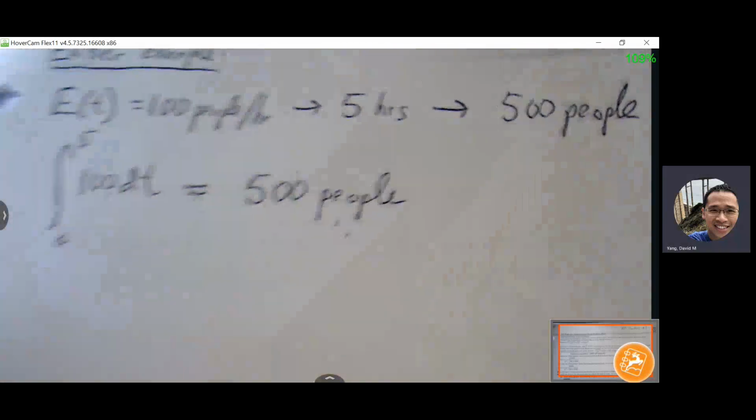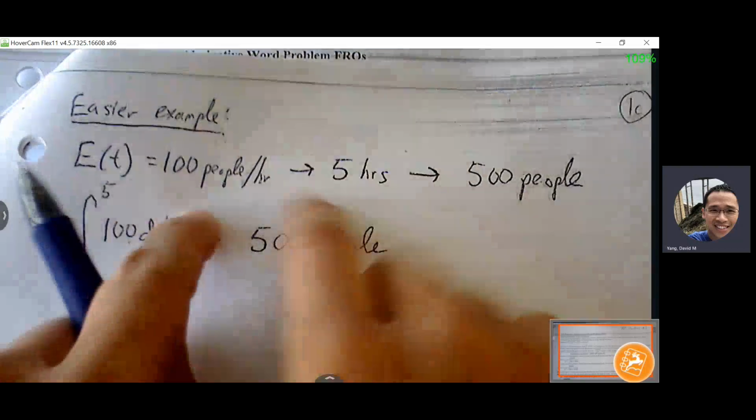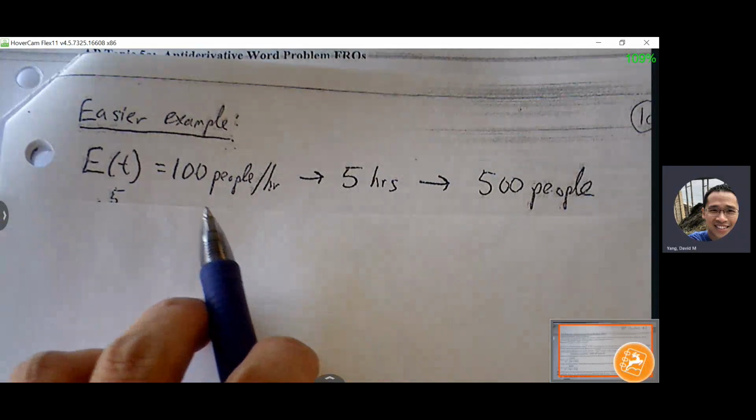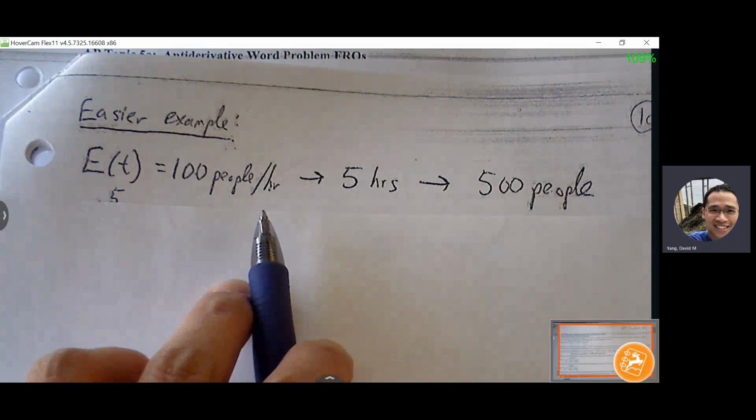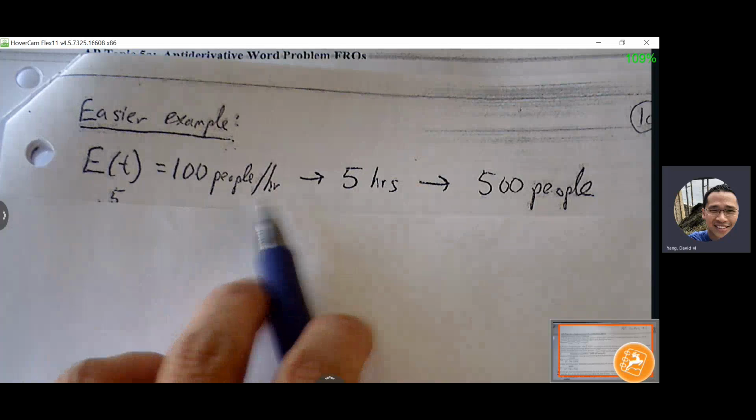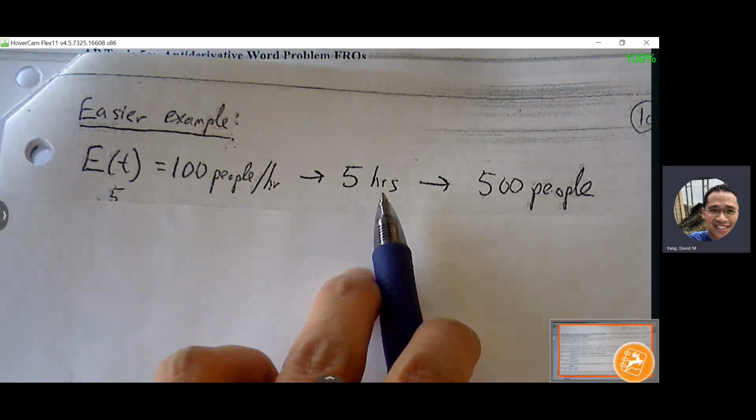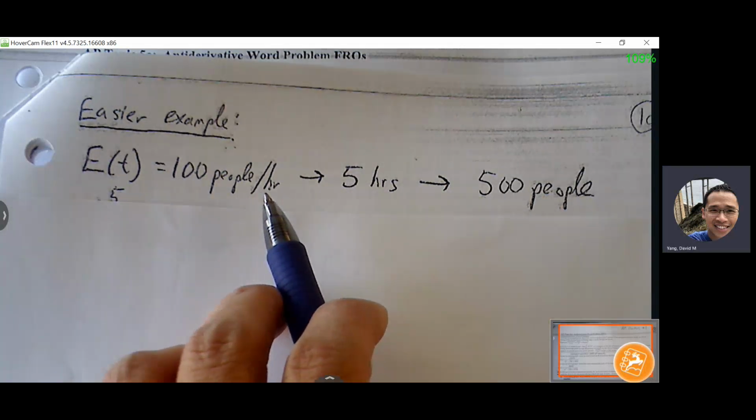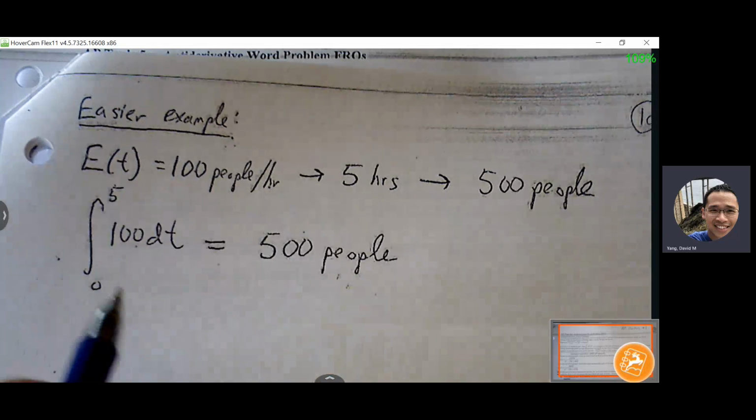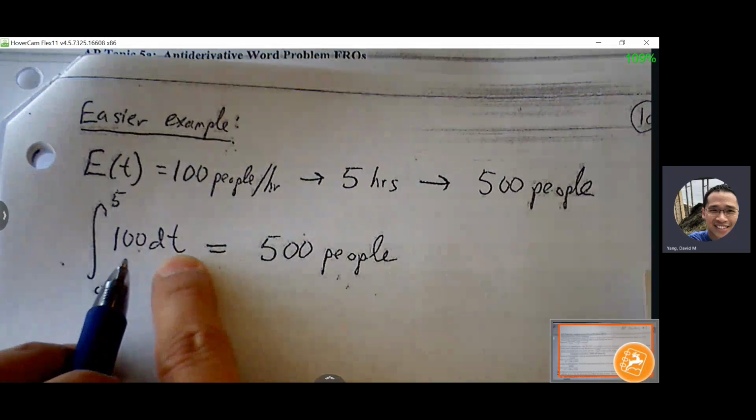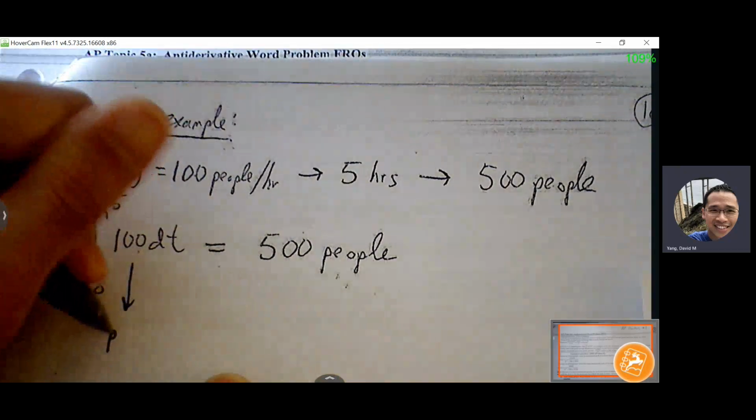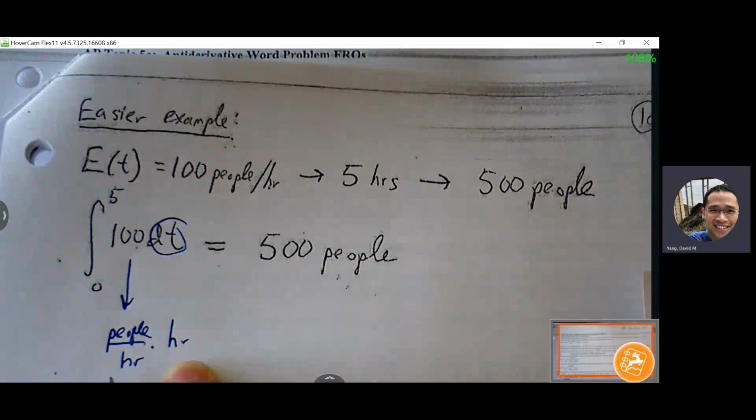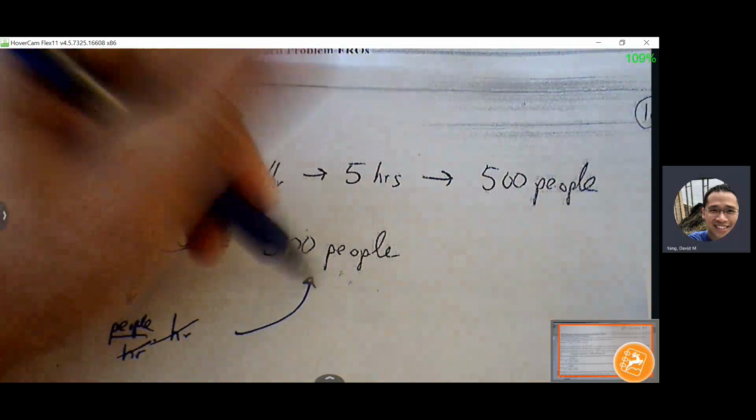Let me just show a quick, easy example before we get into something that feels complicated. So let's just say for an easy example, let's say there's 100 people entering the park per hour all throughout the day. Okay, 100 people per hour is that constant rate. So over a 5-hour period, how many people would be in the park? 500, because you know that 100 people per hour. Every hour that passes, I'm going to keep adding 100 more people. Okay. So if I want to put it into integral form, it will be the integral from 0 to 5 of 100 dt, right? 100 is people per hour. And then time is in terms of hour. If I multiply people per hour times hour, I'm down to people.